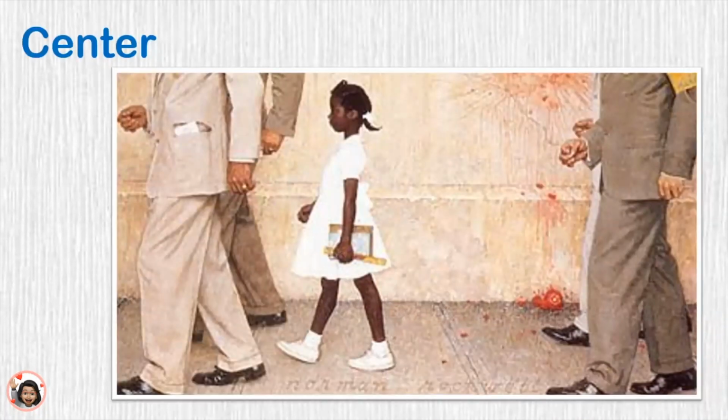Norman Rockwell teaches us that the center of the picture is the most important. In the painting, you know that the most important part is the young girl. How do we know the girl is the focus? Because she is the only one that we can clearly see. Why is this young girl so important?